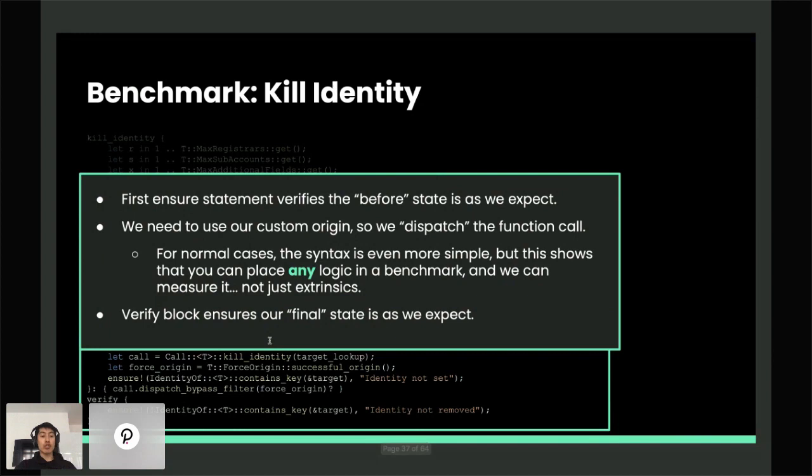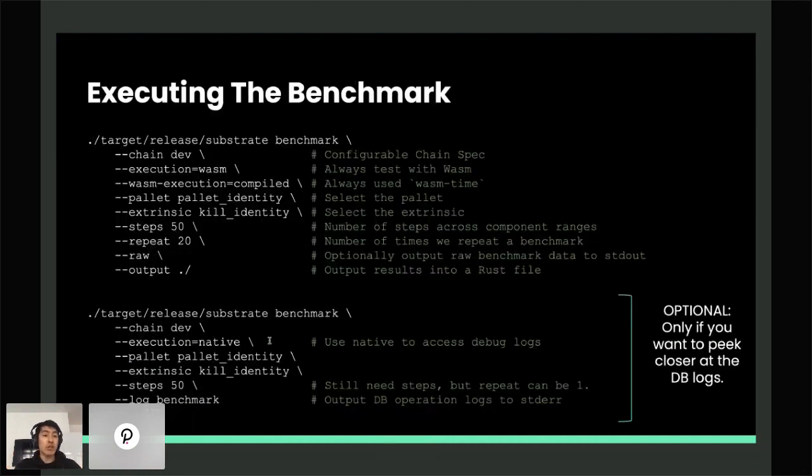And then ultimately, once we have all the state set up, we just call the extrinsic and execute it. We actually execute it using the CLI tool. You can see here there's a bunch of flags and configurations you can adjust, but we can see here that we're calling pallet identity, the extrinsic kill identity.